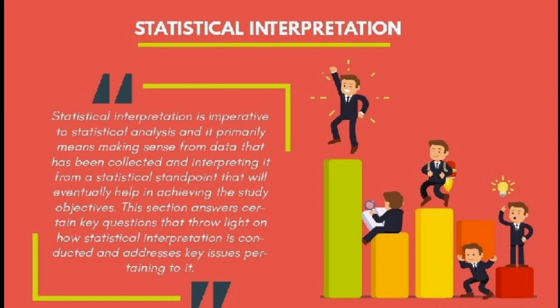Now we came to the statistical interpretation. See the statistical ladder. Interpretation is the top of the ladder. Statistical interpretation is imperative, that is the most essential part. Statistical analysis primarily means making sense from data that has been collected and interpreting it from a statistical standpoint, which will eventually help in achieving the study objectives. So in this area we should have a match between our objectives and the interpretation part.